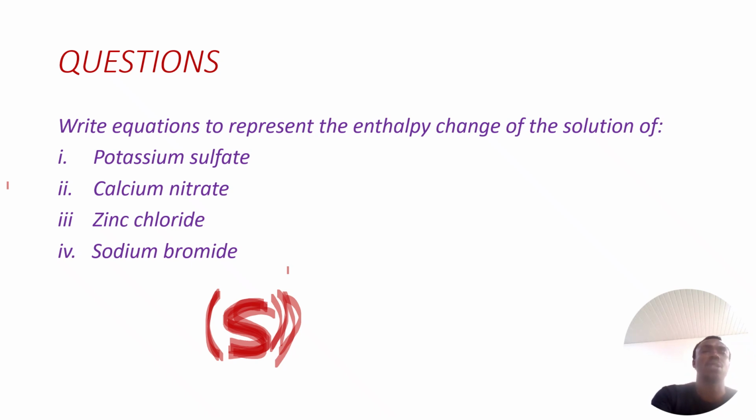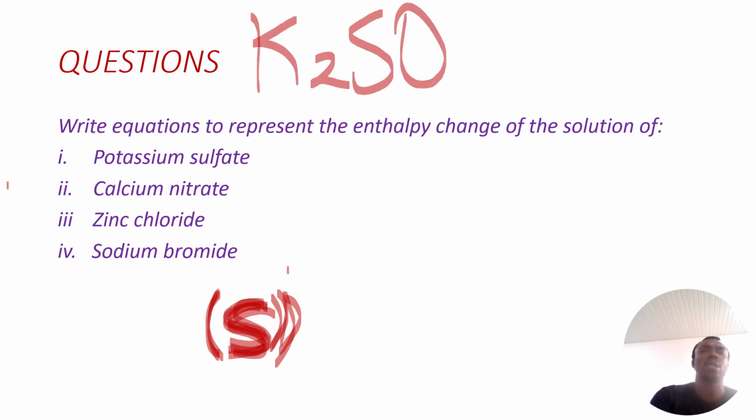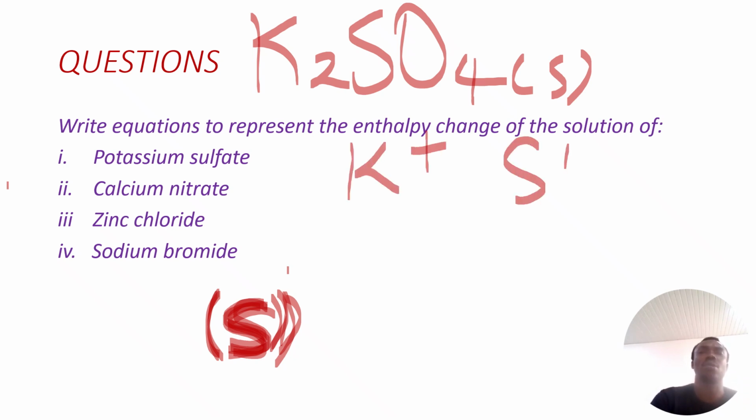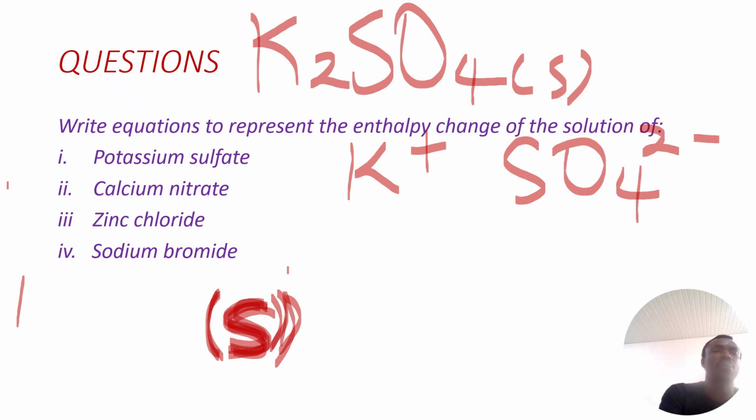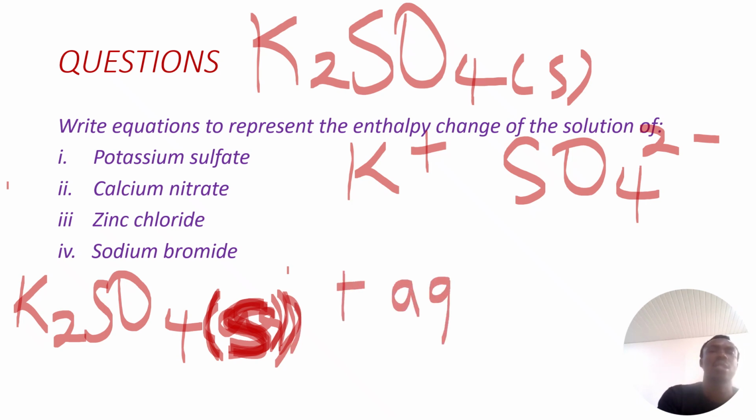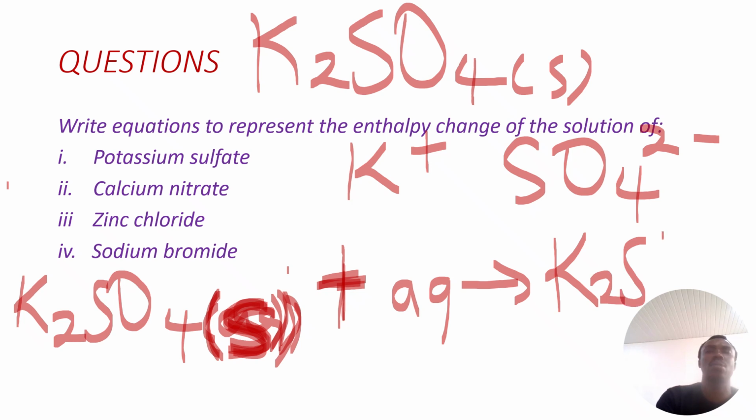So this is the formula for potassium sulfate, which is K2SO4. It's an ionic solid, consisting of a positively charged metallic ion and a sulfate ion, a negatively charged anion. So if you have to write your equation to represent the enthalpy change of solution, it will be potassium sulfate, which is solid, dissolving in excess water to form a very dilute aqueous solution of potassium sulfate, K2SO4 aqueous.